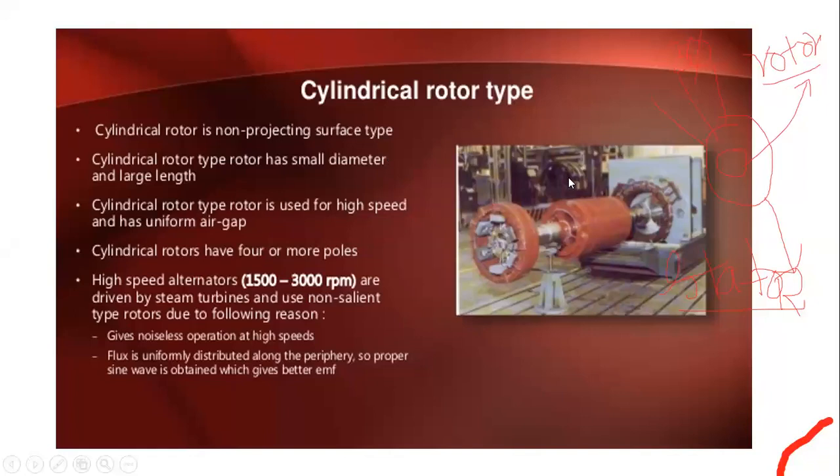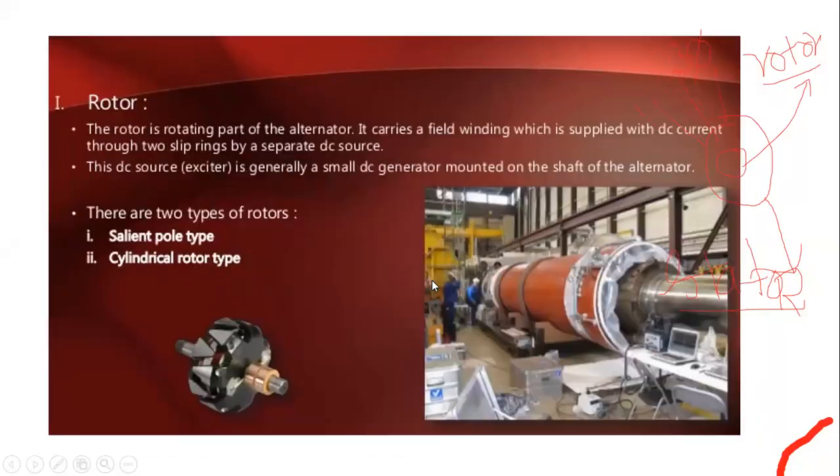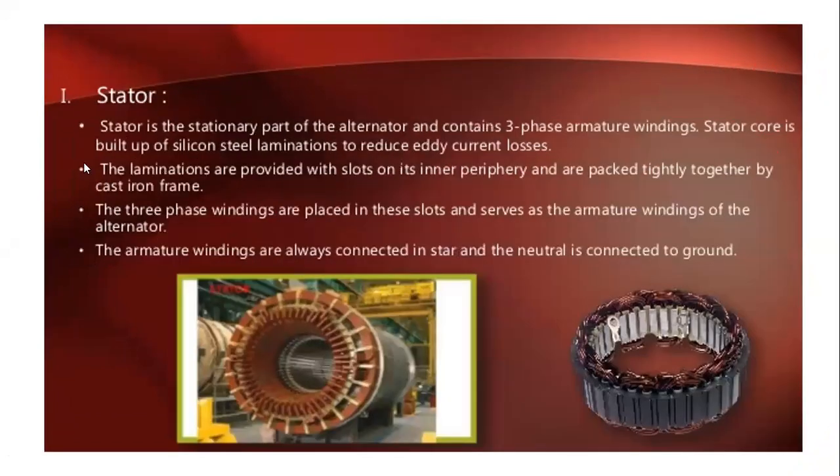These are the various parts of the alternator. And this is the practical view of the rotor. This is the practical view of a stator. This is a stationary part. The three-phase supply is given to the stator winding. Therefore, the rotating magnetic field is produced.